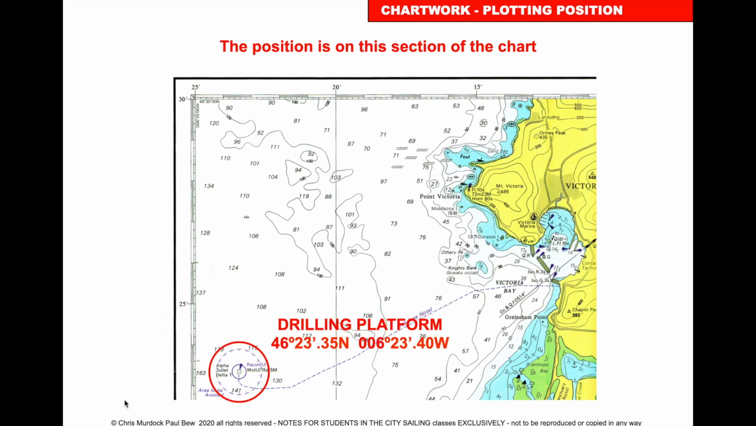So the position of 46 degrees, 23.35 north and 006 degrees, 23.4 west is the drilling platform Alpha Juliet Delta on the top left-hand corner of your chart. There it is, plotting your position by latitude and longitude.